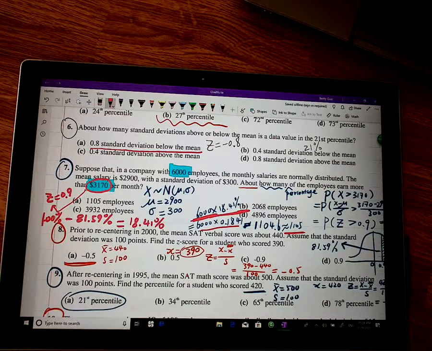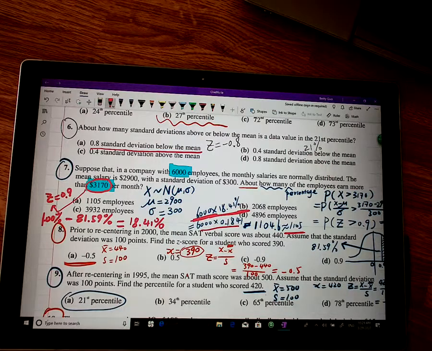That means 81.59% of employees in the company earn less than that. Then if we use 100% minus 81.59%, we get 18.41%. That means 18.41% of employees in the company earn more than that. And we multiply 18.41% by the total number of employees, 6,000, and we get 1,105 people. Those many employees earn more than $3,170. Okay, take your time to understand this problem.